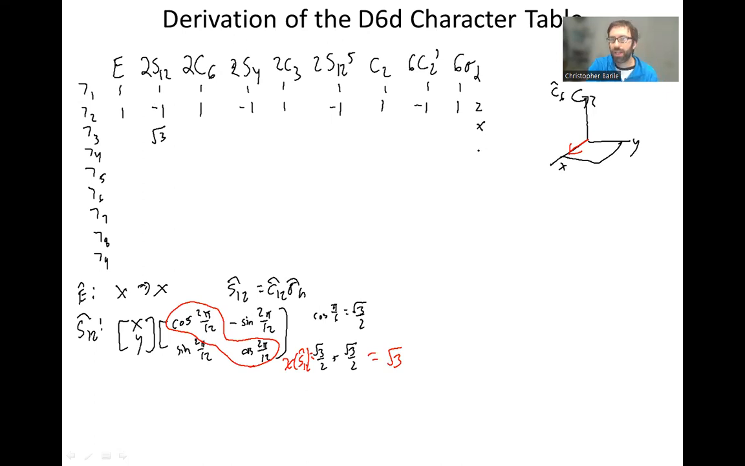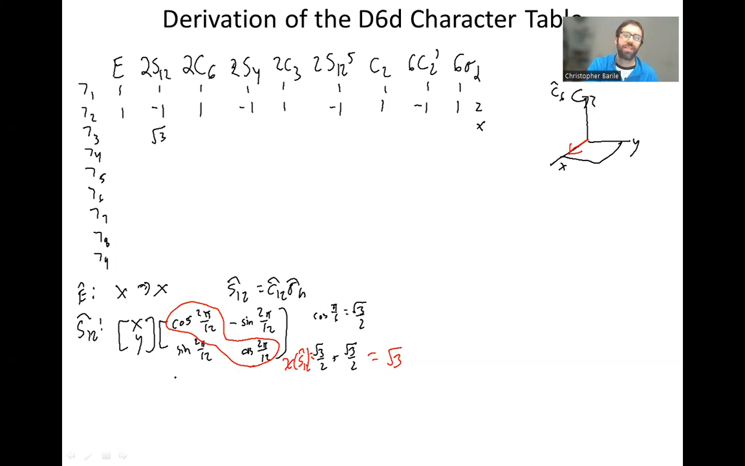Pretty interesting that we don't get an integer value, but there's nothing in the character table rules that tells us we need to have integer values. They are a little bit more rare to have non-integer values, but a lot of times you will get non-integer values. And in other videos, I show you cases where we get imaginary or even complex numbers as our values.